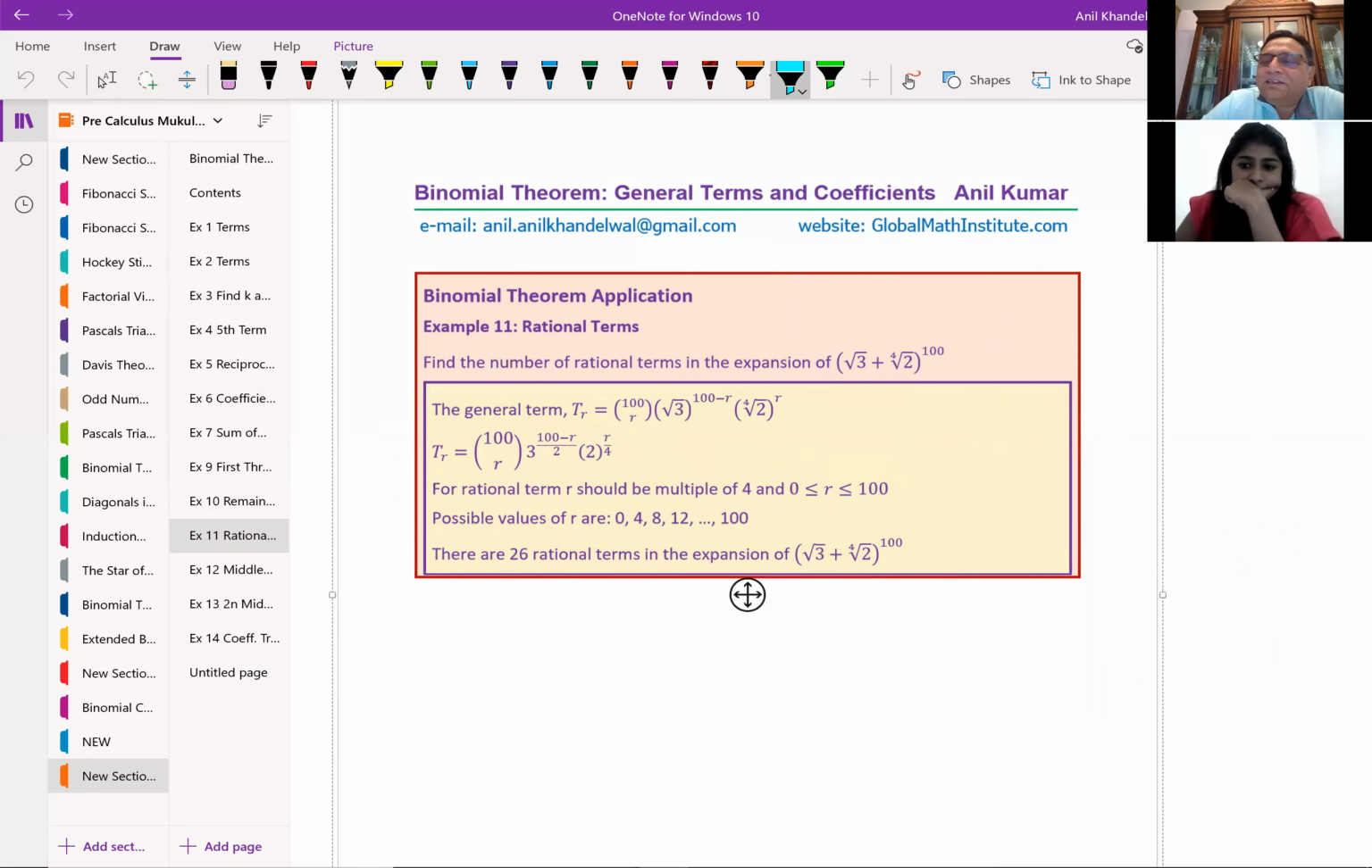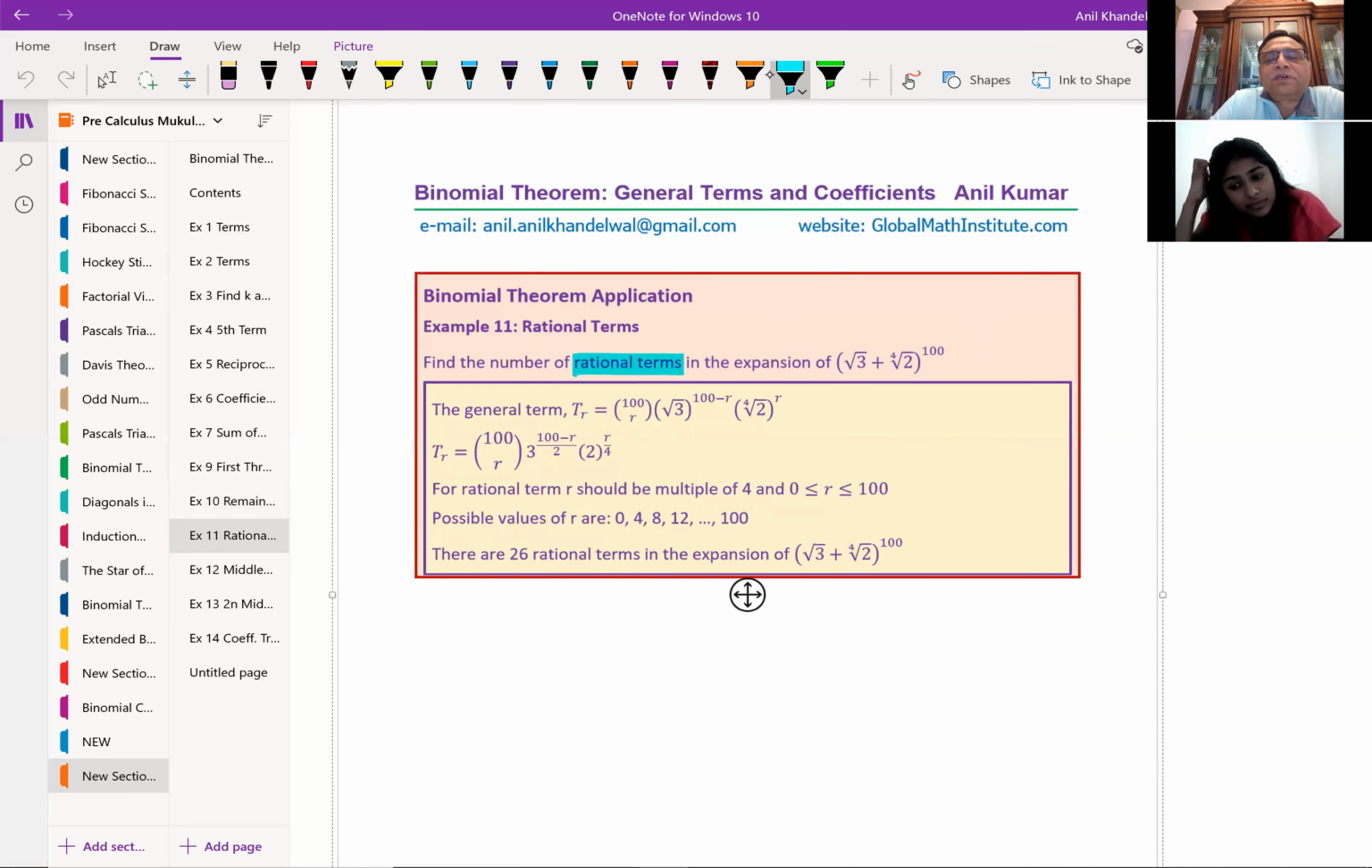This time, another very tricky, a different type of question altogether. Can you read this question? Example 11, rational terms. Find the number of rational terms in the expansion of square root 3 plus fourth root of 2, everything to the power of 100.